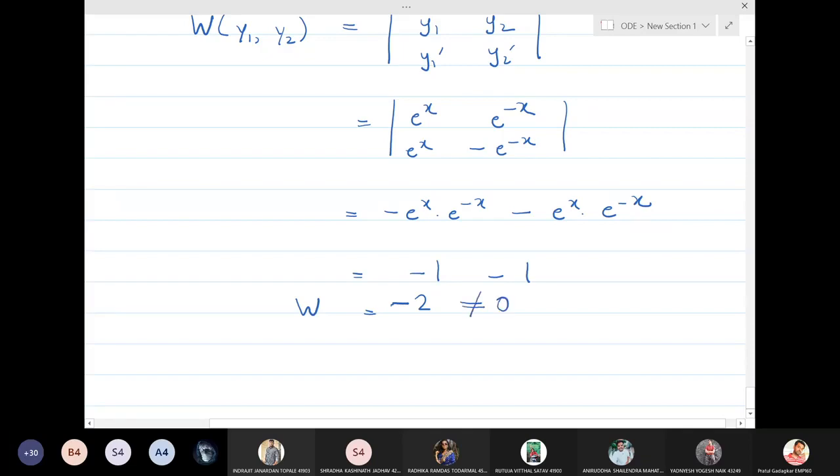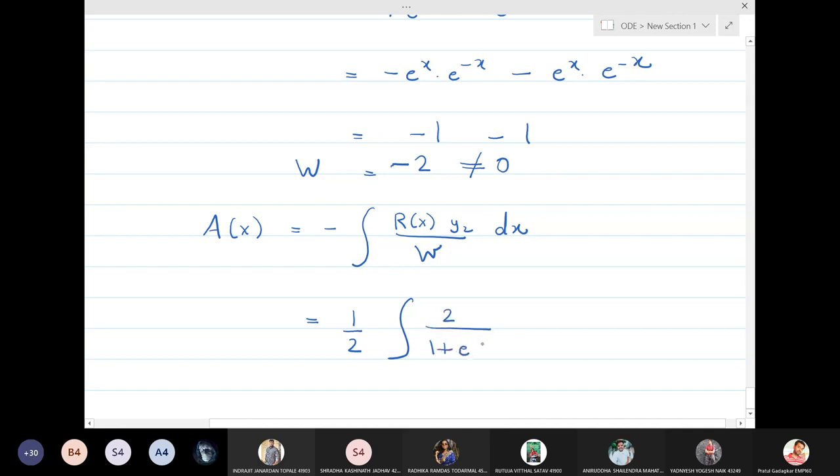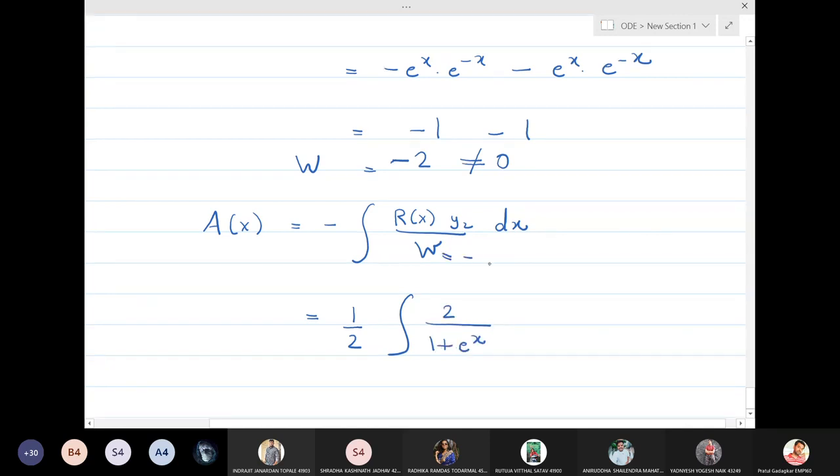Note that the Wronskian is never equal to 0. So what is C(x) equal to? Minus integration R(x) y2 divided by the Wronskian dx, which is half. The Wronskian with the minus sign will come outside. R(x) is 2 upon 1 + e^x. The Wronskian is minus 2, so this minus and this minus have cancelled. What is y2? y2 is e^(−x), correct?